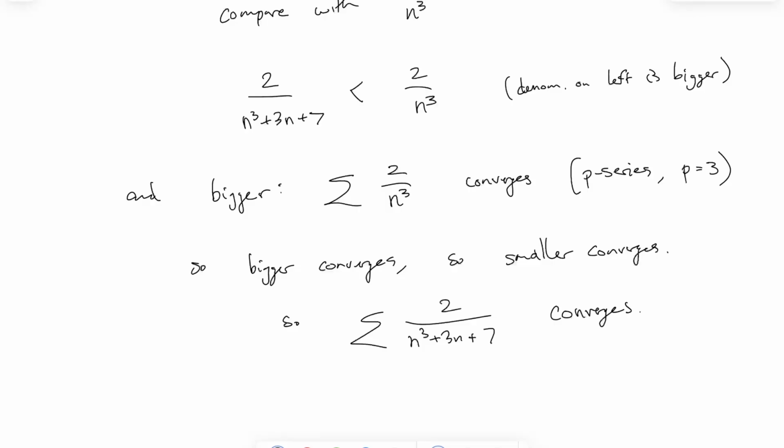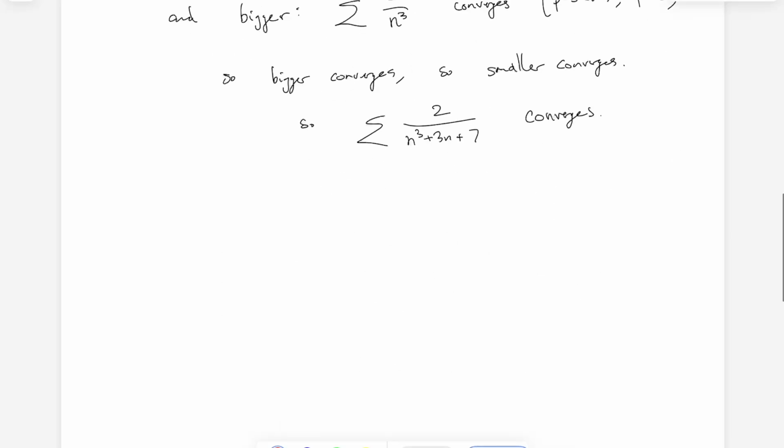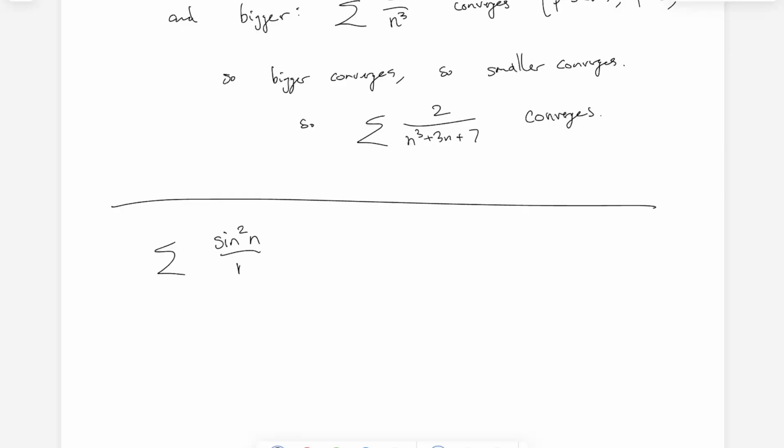These, in my opinion, are a little tricky. You have to come up with this first, just decide on your own what you want to compare it with, and then make sure you get the various inequalities going the right way around. I got a couple more, and then I got some for you. How about the sum of sine squared of n over 2 to the n?